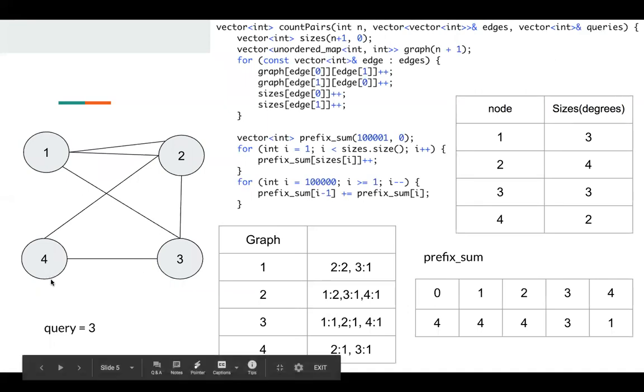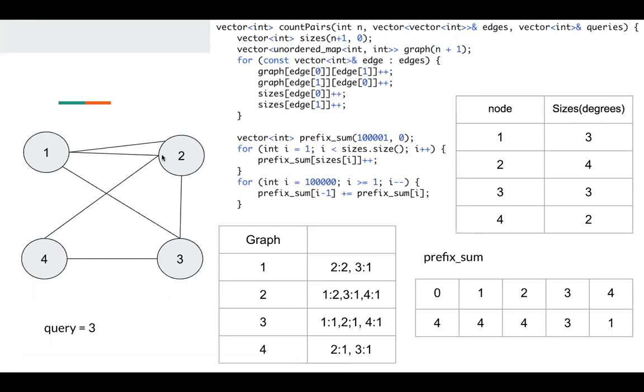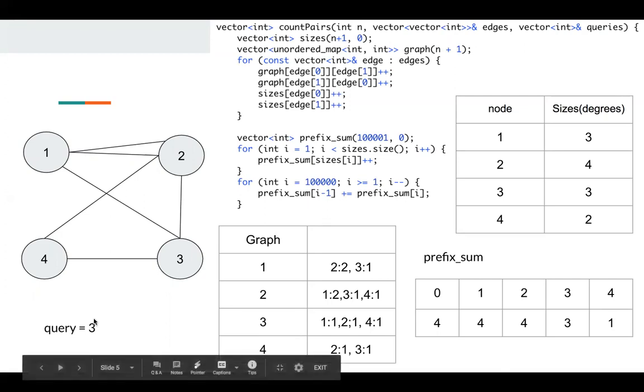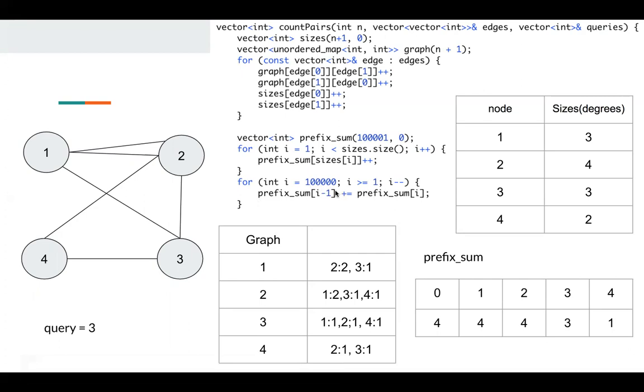So this is an example, and there are 2 edges between 1 and 2. And let's say one query is 6 and 3. First of all, we have 3 data structures. The first data structure we use is graph. It's a vector of unordered map. For example, for node 1, 2 is the neighbor of node 1 and 2 occurs twice. And 3 is also a neighbor of node 1. 3 occurs once.